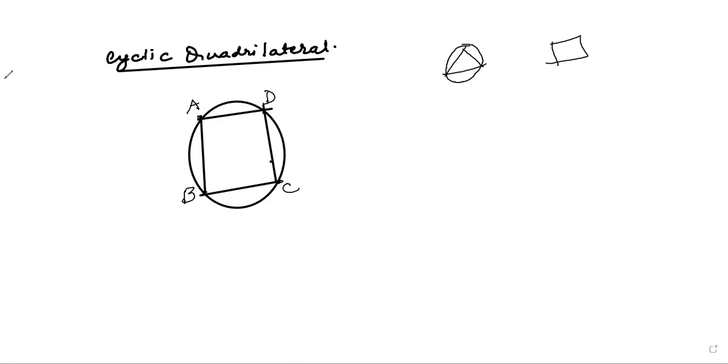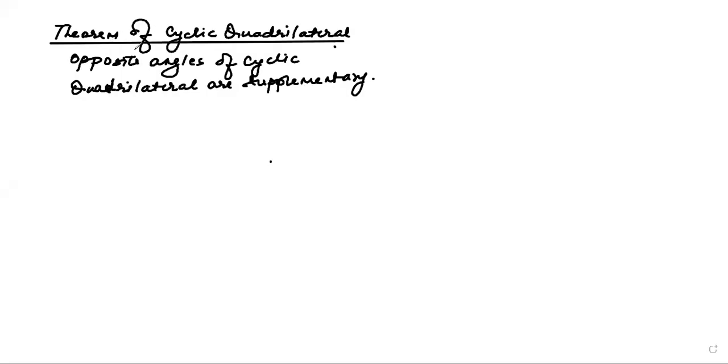Now, this cyclic quadrilateral has a very important property. And what is that property, children? I will call it the theorem of cyclic quadrilateral. See what it says: opposite angles of a cyclic quadrilateral are supplementary. Means when we see a cyclic quadrilateral, children, immediately it should come to your mind: its opposite angles are supplementary.